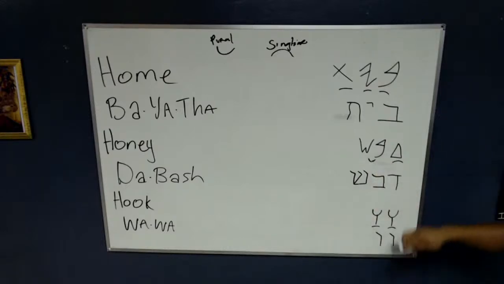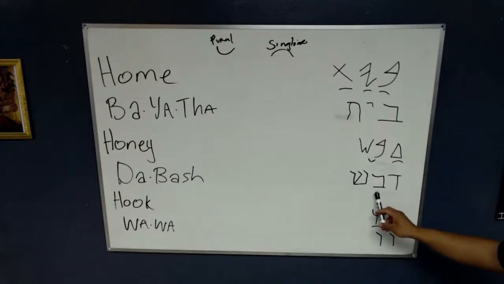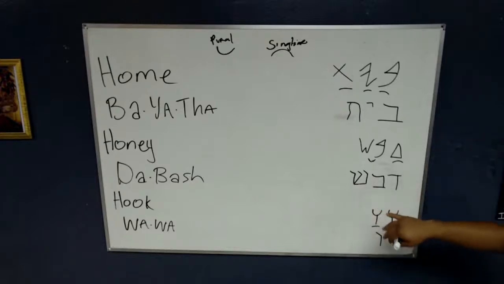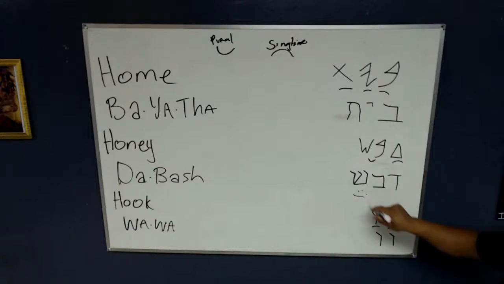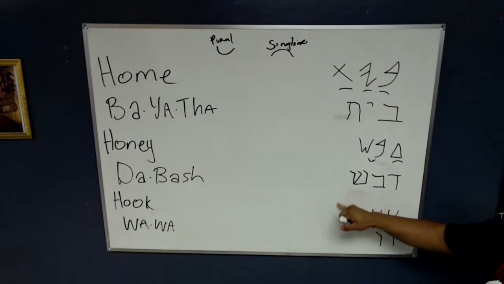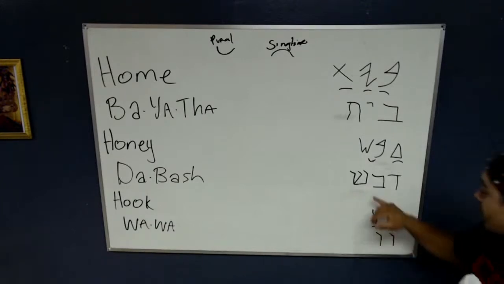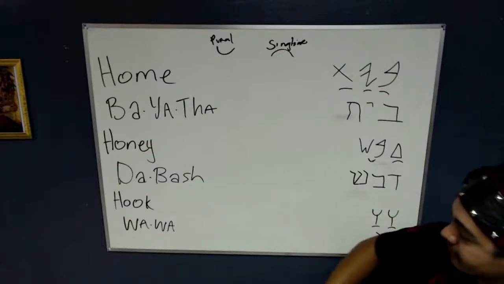Now in the Syrian, right? It'll be da bash. In the Syrian, you'll have something different, like connectors. Their connectors will be like dots and lines and stuff like that. But we don't do that because they have a different way of pronouncing that word, which would be like Yiddish, right? Then we got hook, right?